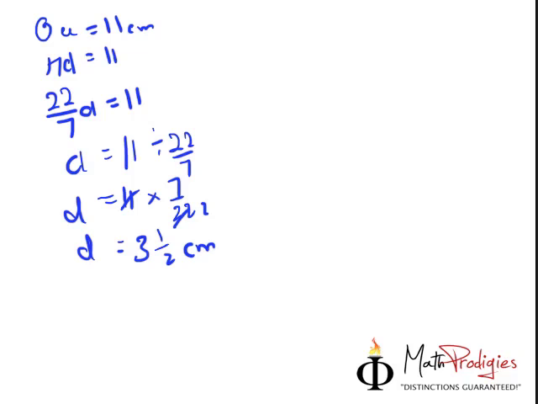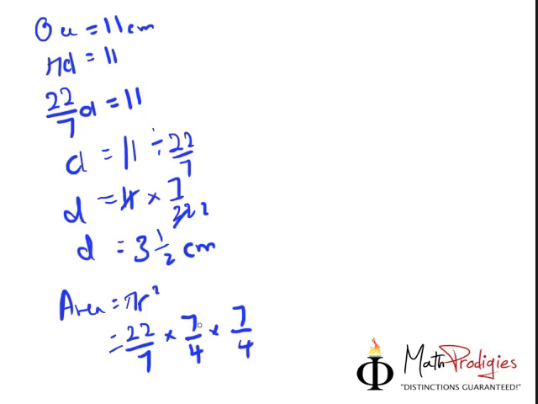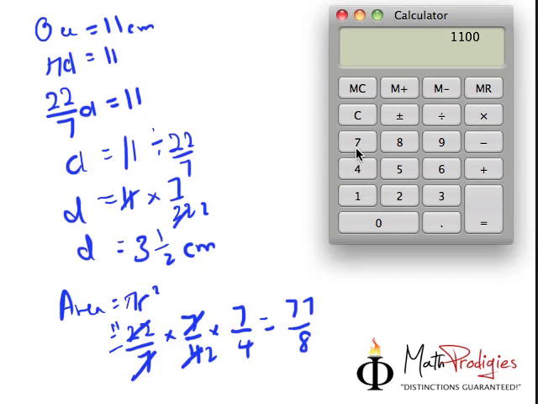They ask you to find the area, right? So area equals pi r squared, which in this case is 22 over 7. What's the radius? 3.5 is 7 over 2, divided by 2 gives you 7 over 4, times 7 over 4. 7 cancel, 7 cancel, 22 cancel, you get 11, and then you have 2. So what do you have? 11 times 7 is 77 divided by 8, which gives you 9.625.